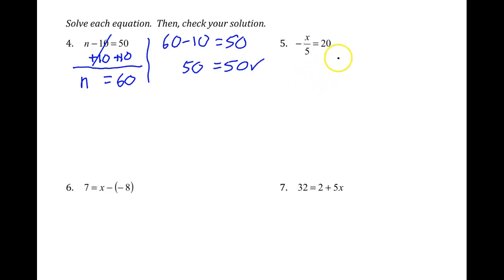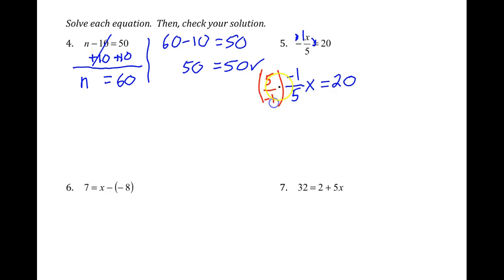Number 5, let's rewrite this in a little bit better format. I'm going to put a 1 up here. I'm going to move the x out of the way. I'm going to move this negative to the top, just to get it in the right format. That's a little bit easier to solve. So now I have negative 1 over 5, and then x follows. And then it's a little bit easier to multiply by the reciprocal now on both sides.